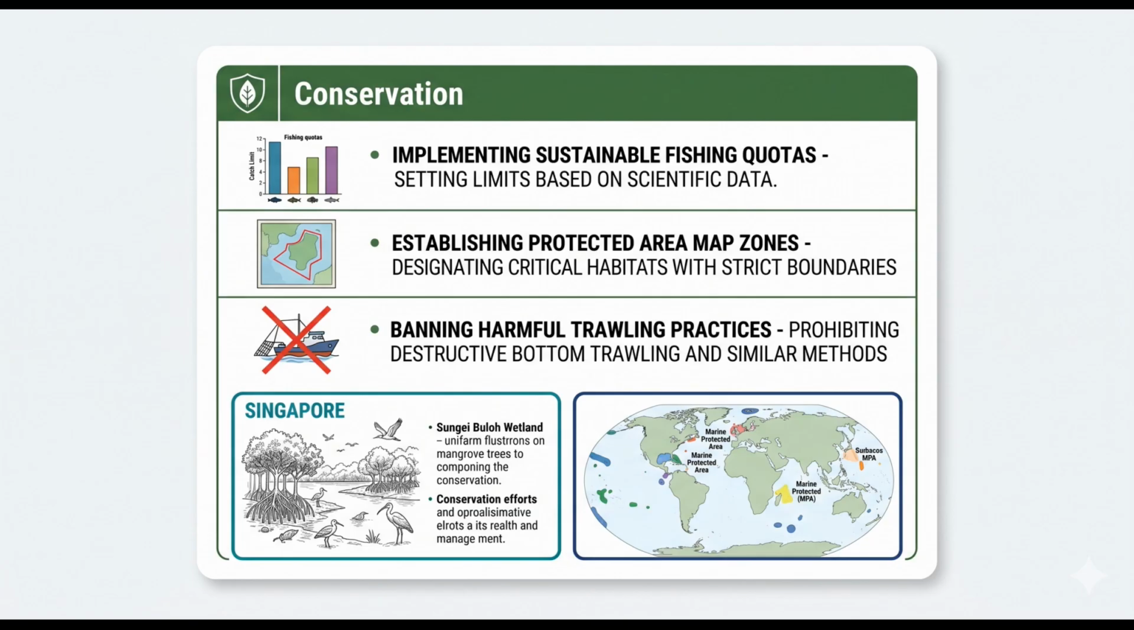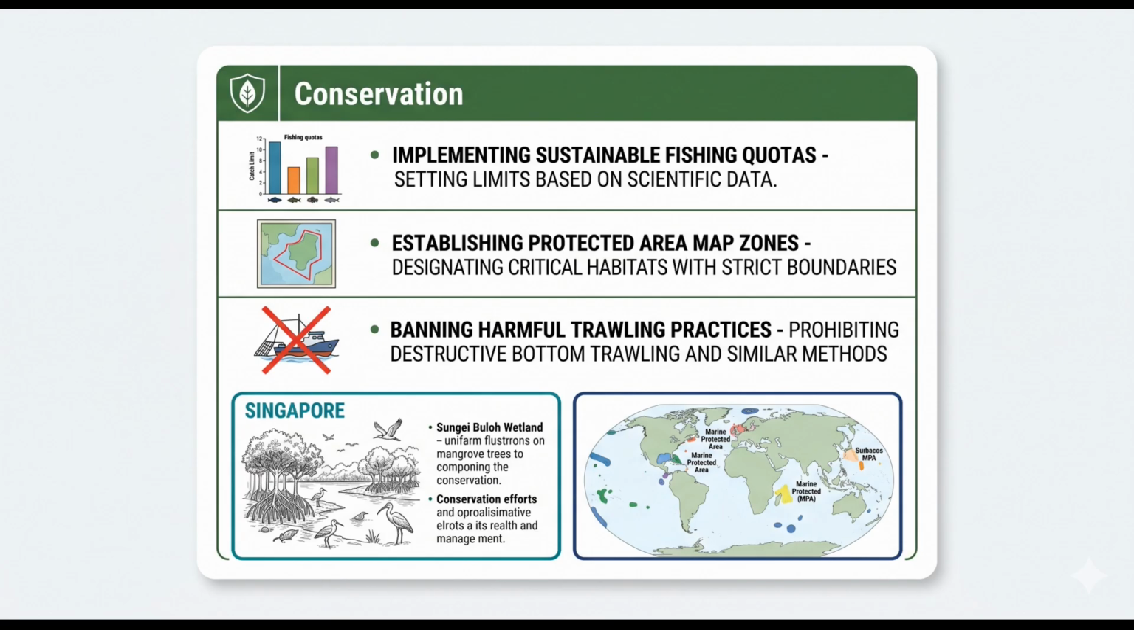Approach 1 is conservation. Look at the definition on screen. Conservation means protecting resources and ecosystems from damage or depletion by limiting use and preserving natural systems. How does it work? 3 main methods.